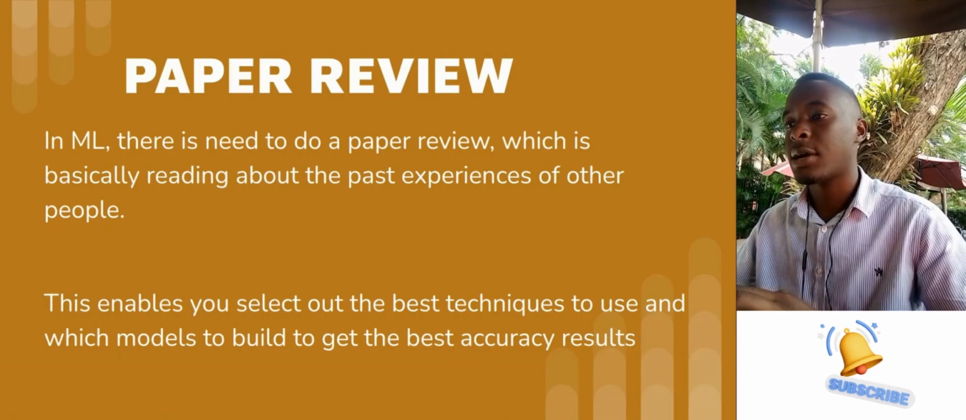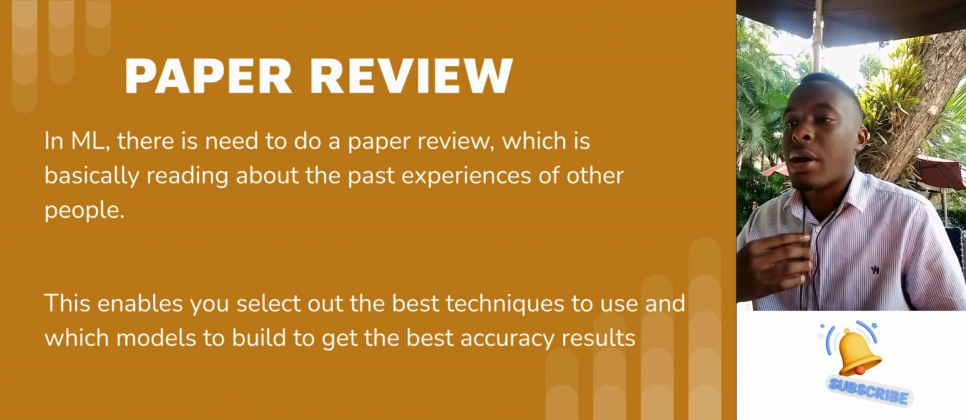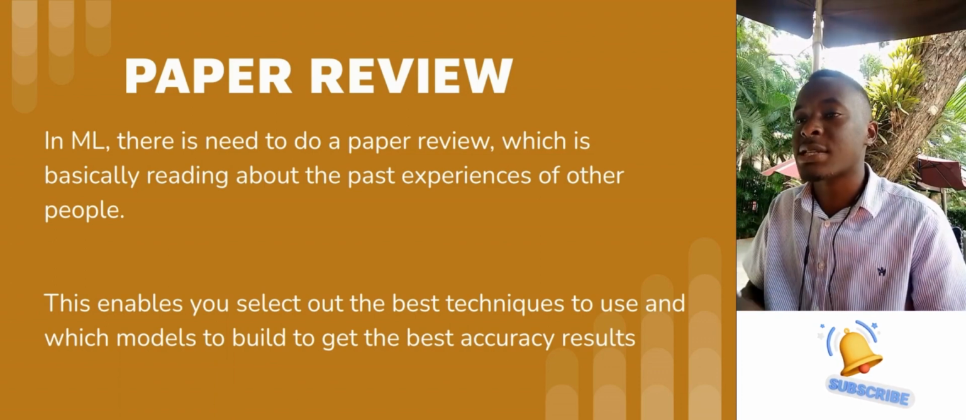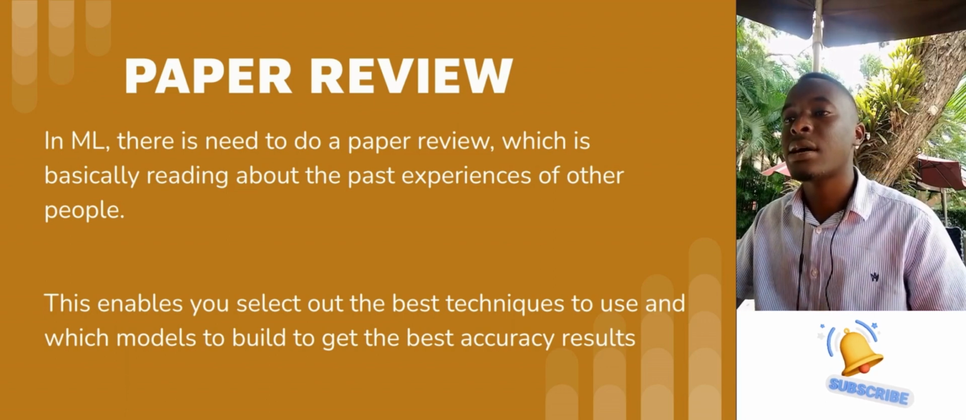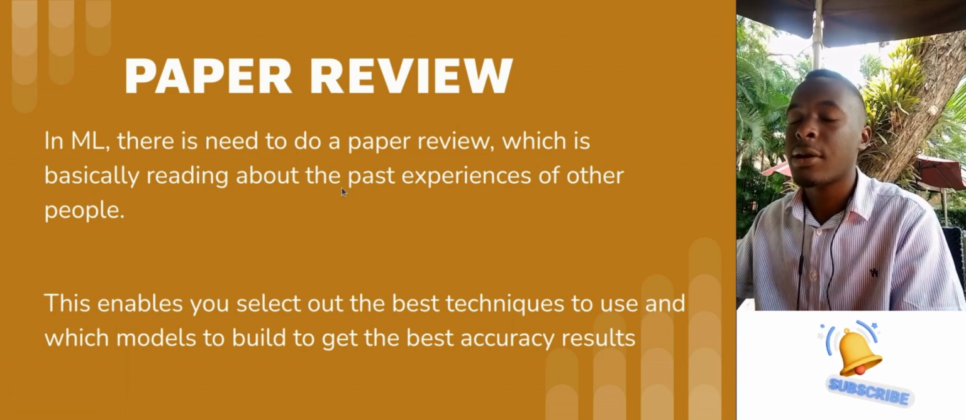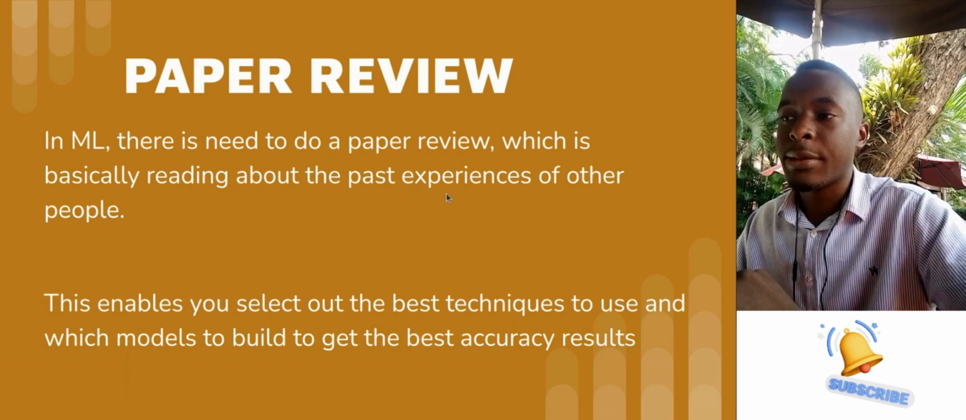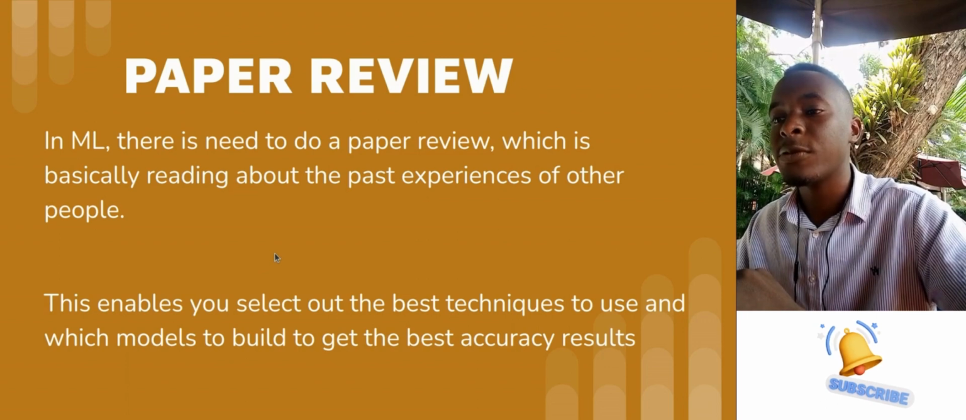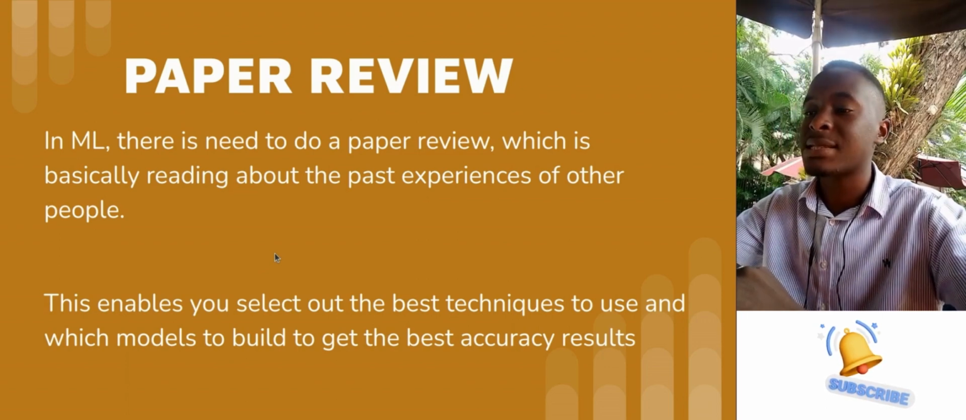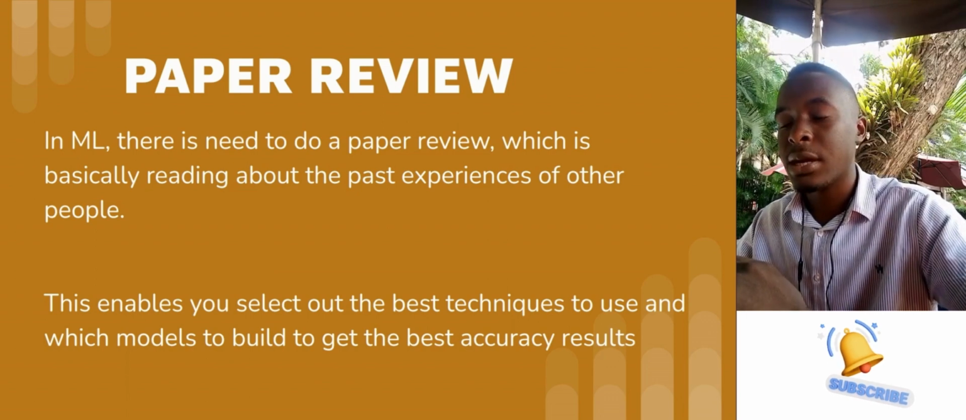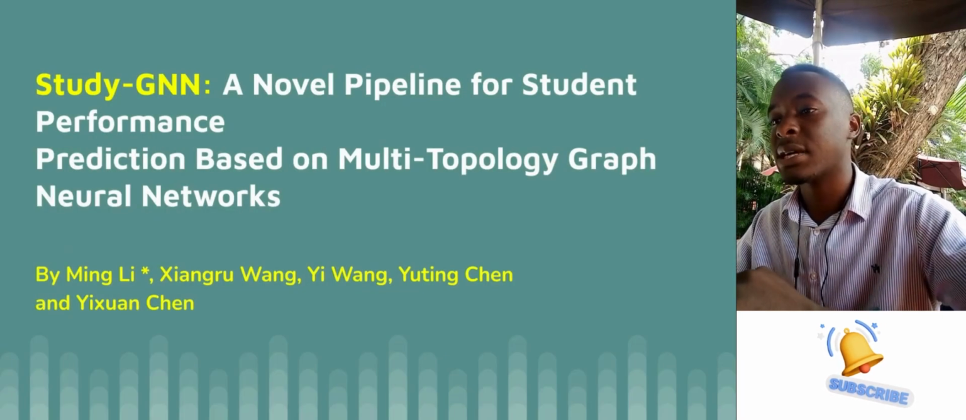So, to start, these are literally the reasons why we are doing this. In order for us to be able to do successful machine learning models, we are supposed to try out what other people have done in their past work. So that is what we are doing in this video. We're going to do a paper review and check out the experiences of other people, so that we get the best models and the best techniques to select while building our models, and build the best models rather than beating around the bush.